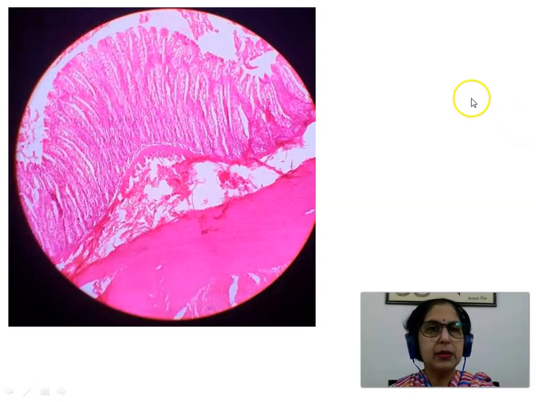Another low power view showing us the lining epithelium. We also appreciate the gastric pits here, which are seen only in the luminal one-third, and the lower part shows us the gastric glands, the lower two-thirds, the muscularis mucosae, submucosa and the muscularis externa.